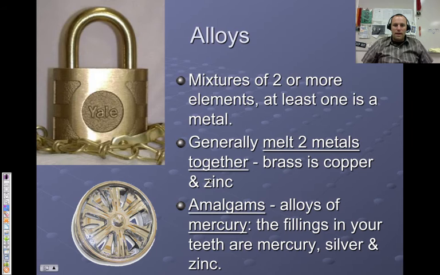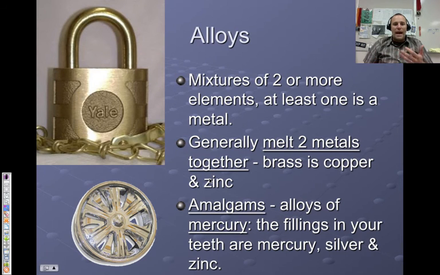Okay, so hopefully that made it a little more understandable. Why is it that metals have the properties that they do? So there's a special kind of metal which is known as an alloy, and that's when you have 2 or more elements, at least one of them is a metal, and they're usually melted together.